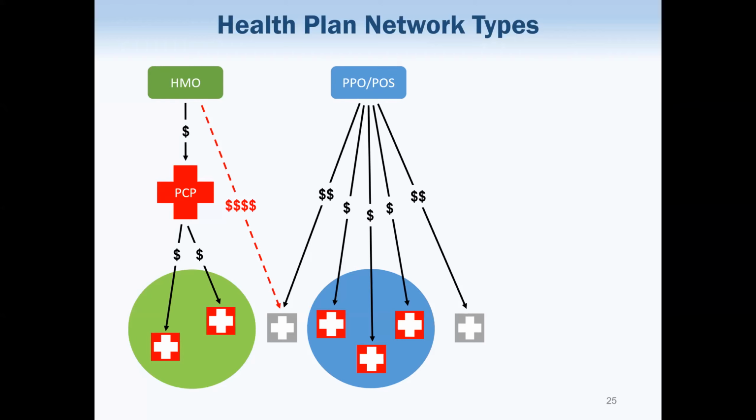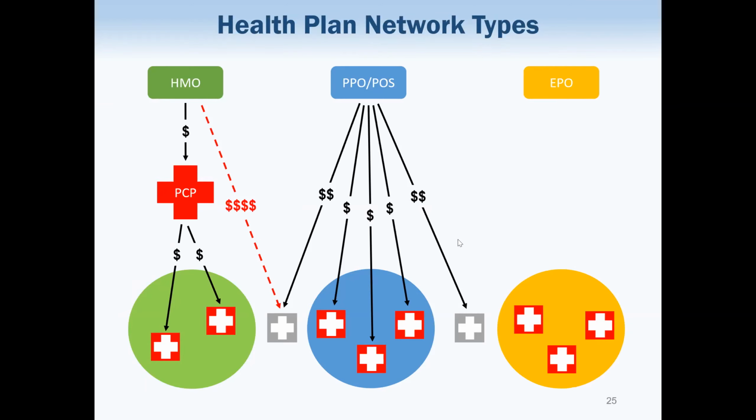But some consumers may need that because they have very complicated health issues, or they want to go to a faraway provider that's a specialist in certain things that they're useful for. But PPOs and point of service generally are much more expensive than HMOs. So you're paying more for those different benefits.